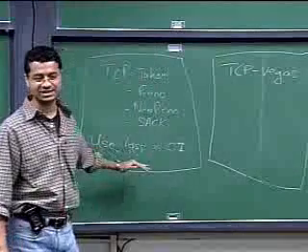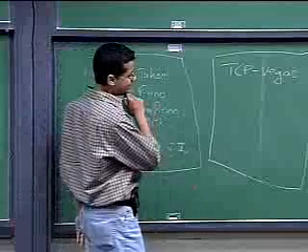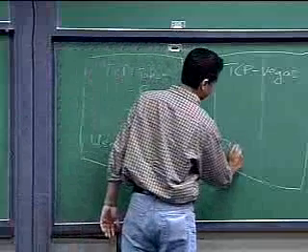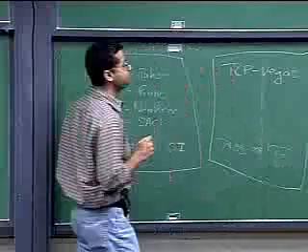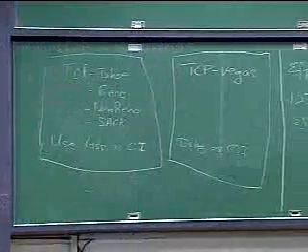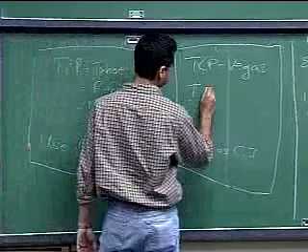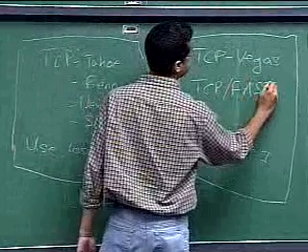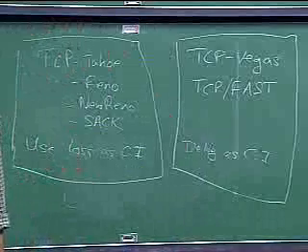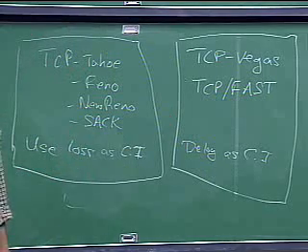So TCP Vegas decided not to use loss as the congestion indication, but it used delay. Very recently, in the last couple of years, there has been this TCP variant called Fast, coming out of Caltech, and that's again based on TCP Vegas, and it also uses delay as a congestion indicator.